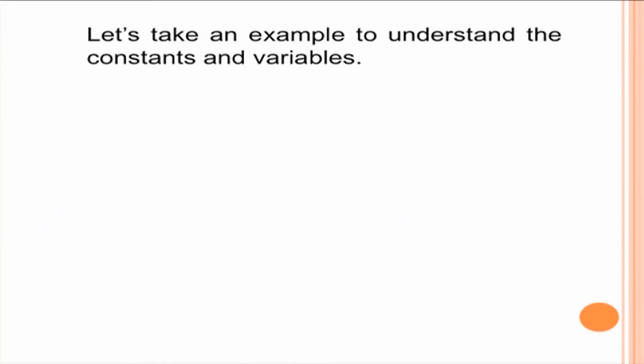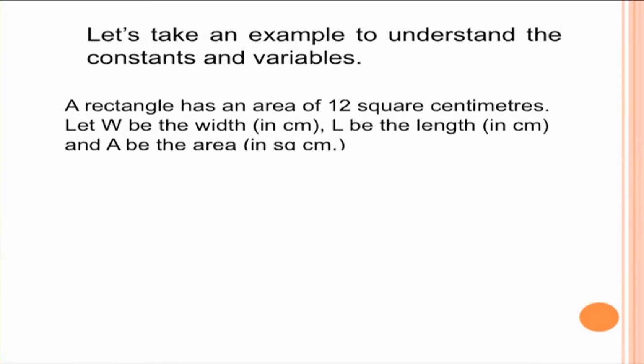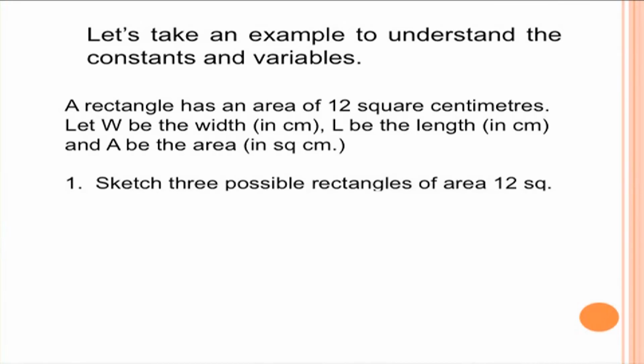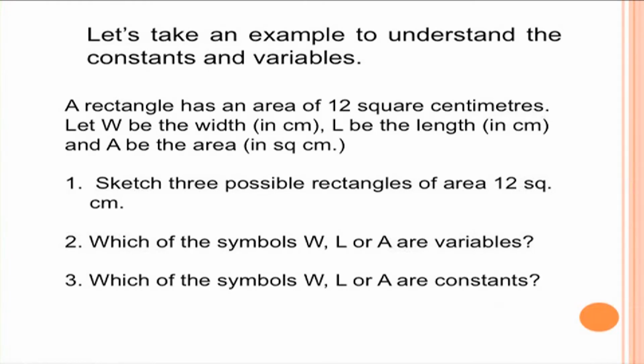Let's take an example to understand constants and variables. A rectangle has an area of 12 square centimeters. Let W be the width in centimeters, L be the length in centimeters, and A be the area in square centimeters. Firstly, sketch 3 possible rectangles of area 12 square centimeters. Secondly, which of the symbols W, L or A are variables? And lastly, you have to find out which of the symbols W, L or A are constants.